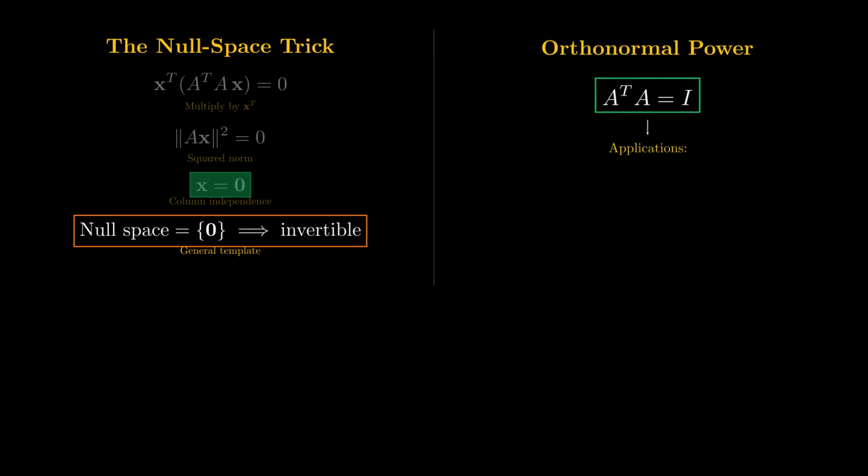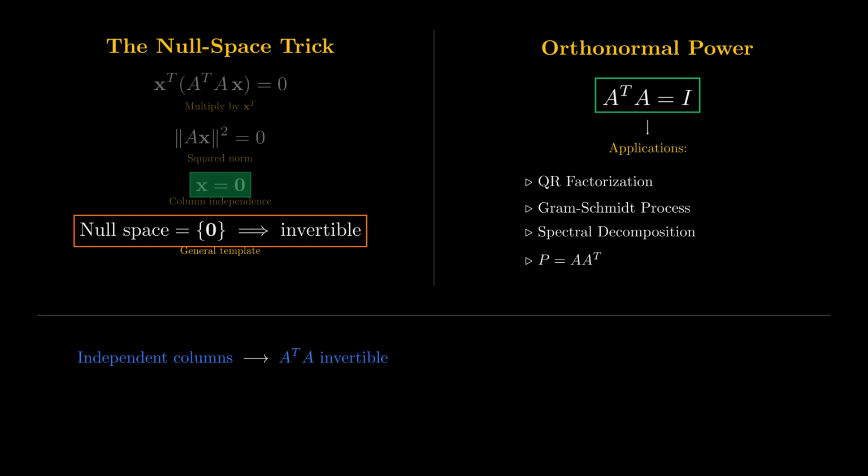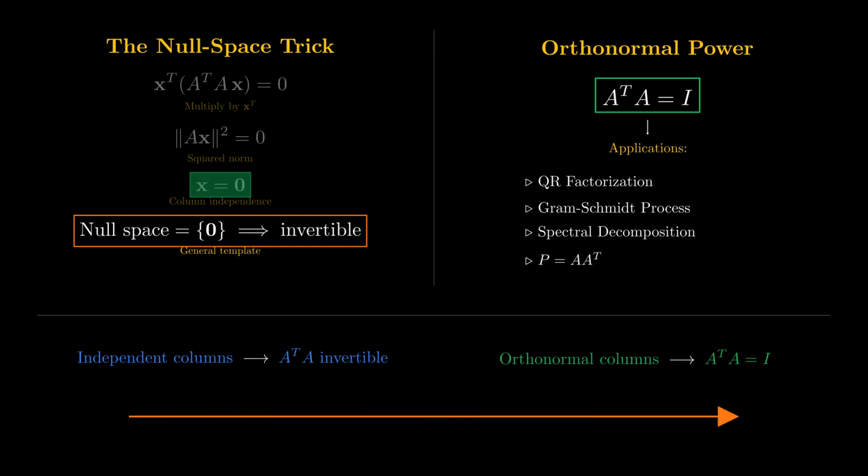Second, orthonormal columns collapse A transpose A to the identity matrix, removing inversion from every formula that depends on it. This underpins QR factorization, the Gram-Schmidt process, spectral decomposition, and the simplified projection formula P equals A A transpose. So here is the full spectrum. Independent columns guarantee that A transpose A is invertible. Orthonormal columns guarantee that A transpose A equals the identity. That's the spectrum from it works to it's effortless.